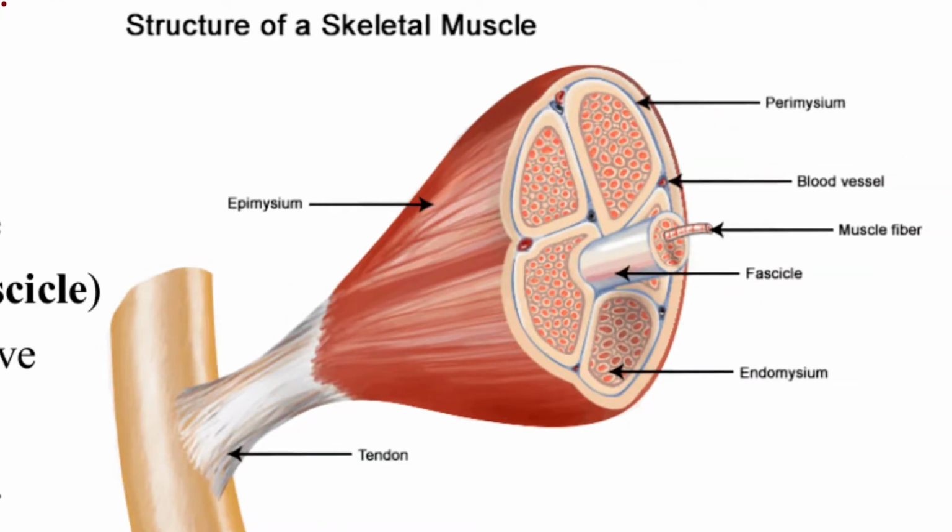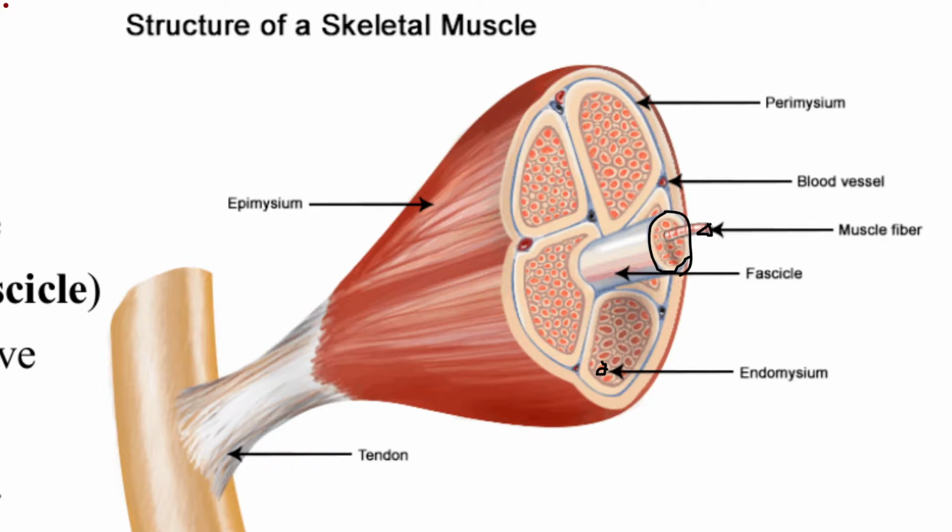So we have our endomysium surrounding each muscle fiber, right? So here's a muscle fiber, and that little white around it is the endomysium. Then we have them bundled together, and they're wrapped with perimysium. So this is a fascicle.